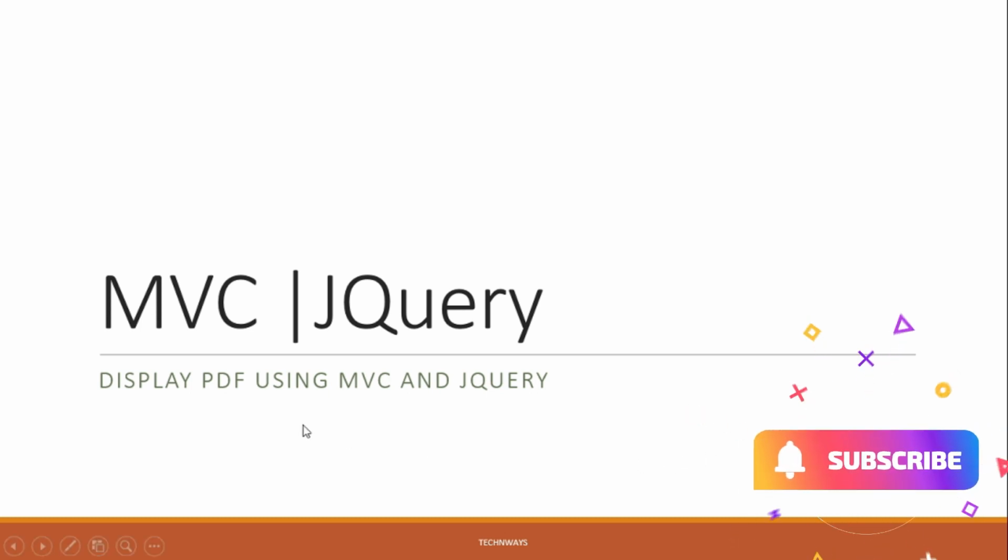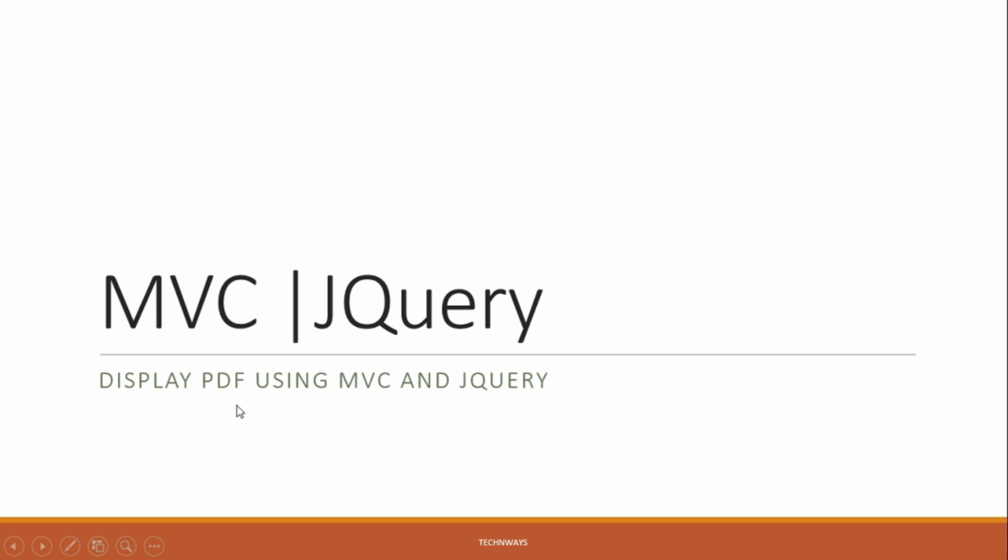Okay, so in this video we are going to see how we can display a PDF file in our MVC application. For developing this functionality we will be using MVC and jQuery. Basically, for displaying the PDF we will be creating one view, one partial view, and one jQuery function that will get called while clicking on the button. We're going to understand how we can display the PDF from scratch.